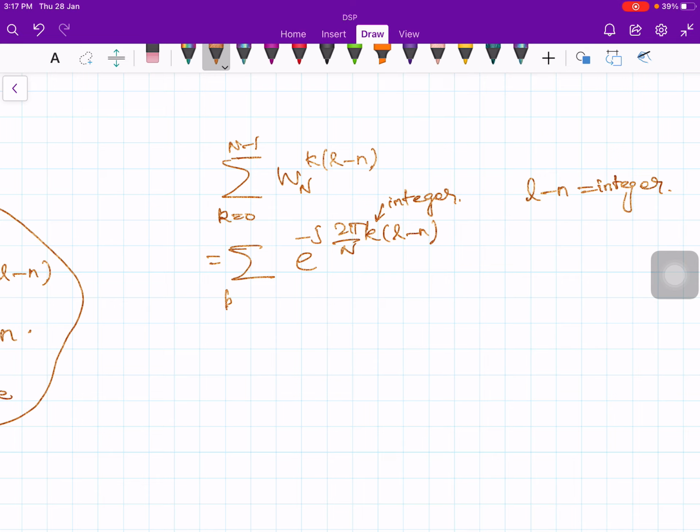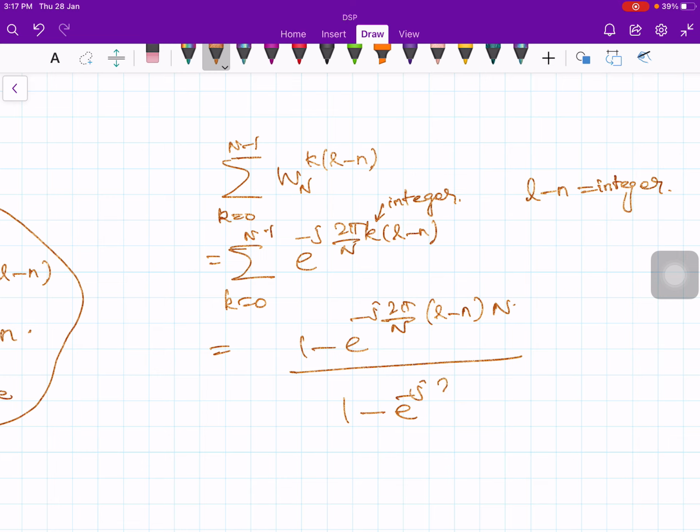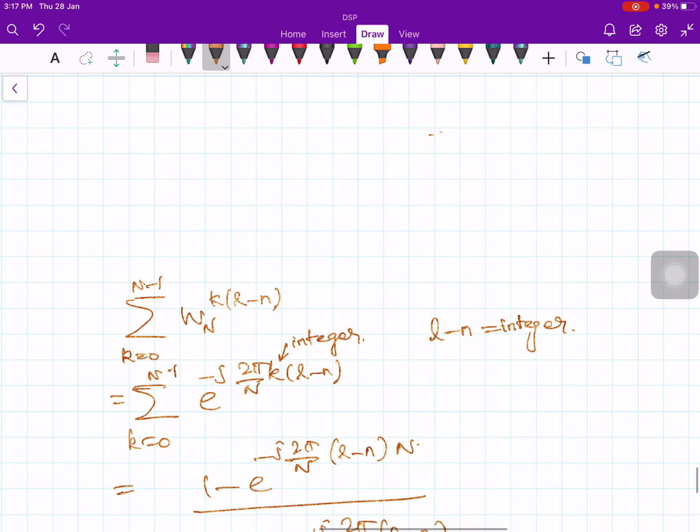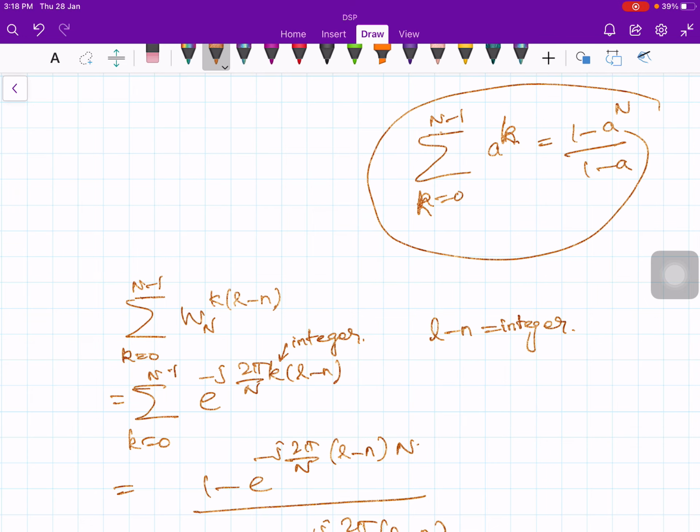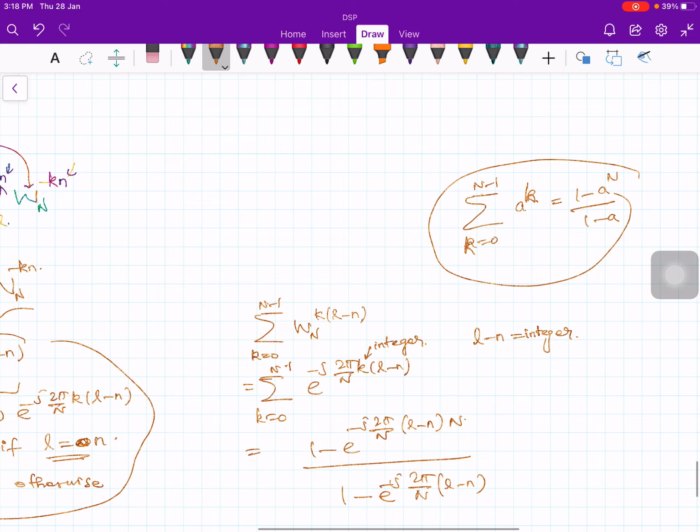So by the finite sum formula, with k equal to 0 to N minus 1, this must be equal to 1 minus e to the minus j 2 pi by capital N times (l minus n) times capital N, divided by 1 minus e to the minus j 2 pi by capital N times (l minus n). In case you have a to the power k, where k is equal to 0 to N minus 1, then this is 1 minus a to the power capital N divided by 1 minus a. This is the finite sum formula, recall. That same formula I am writing here.